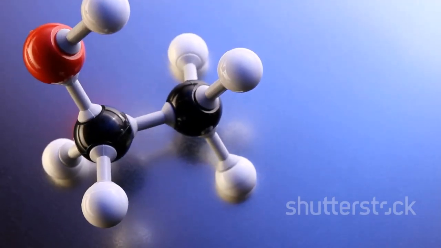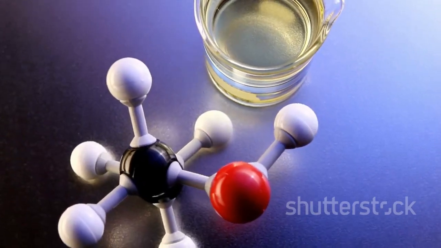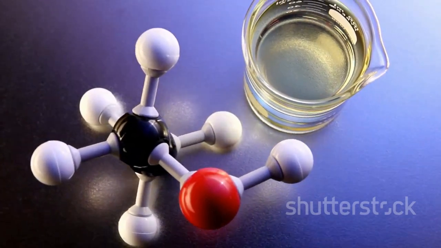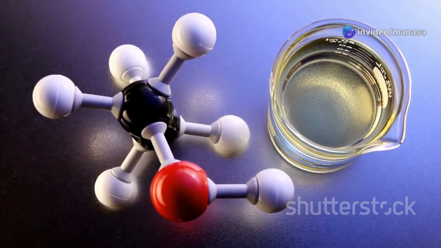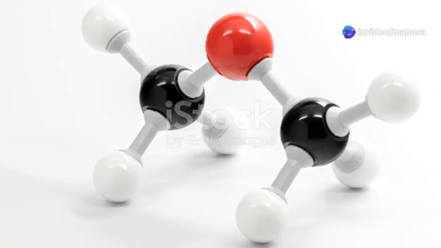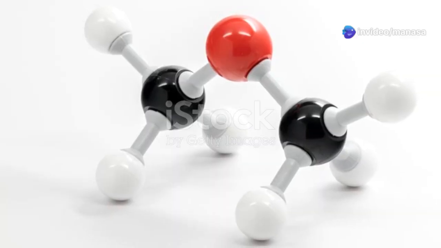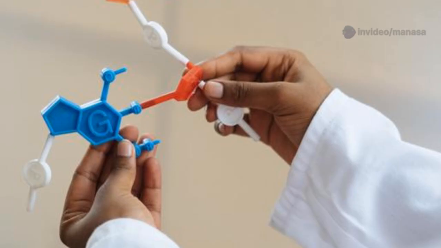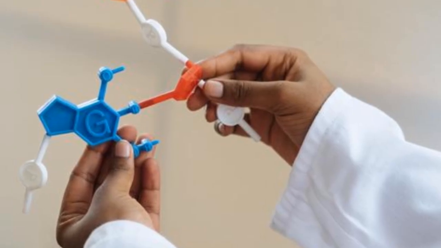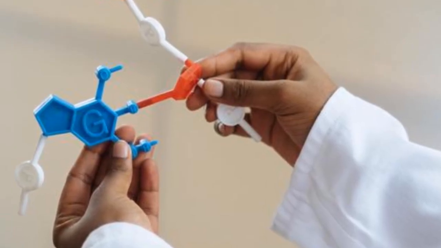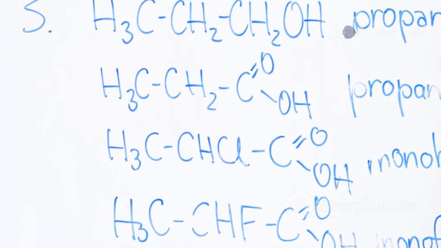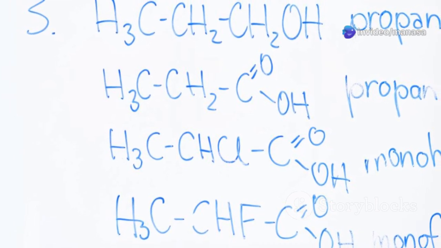Moving on, alcohols contain the OH group. For example, ethanol, which is CH3CH2OH, and its functional group is called hydroxyl. Ethers have the structure ROR', like dimethyl ether CH3OCH3. Aldehydes have the CHO group, with formaldehyde HCHO as an example. Ketones feature a C double bond O group, such as acetone, which is CH3COCH3.